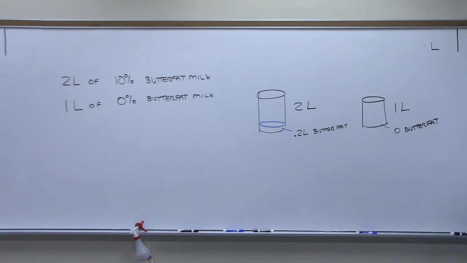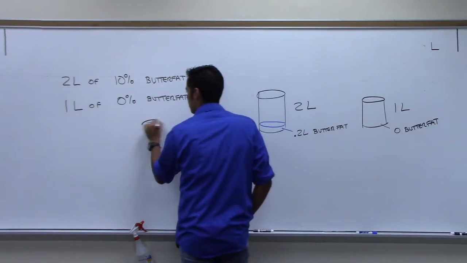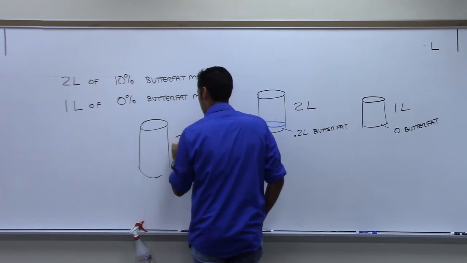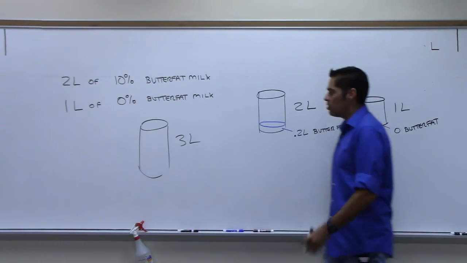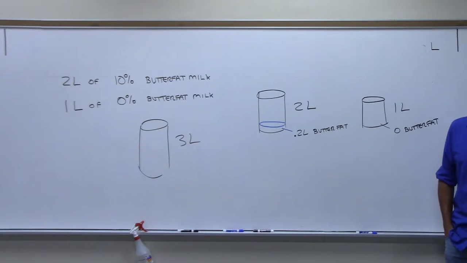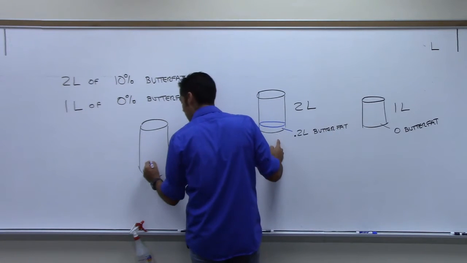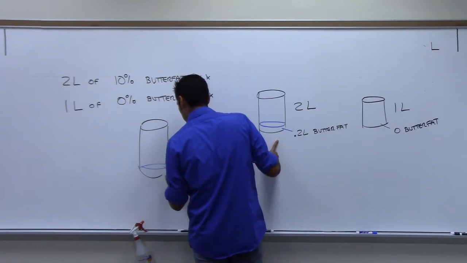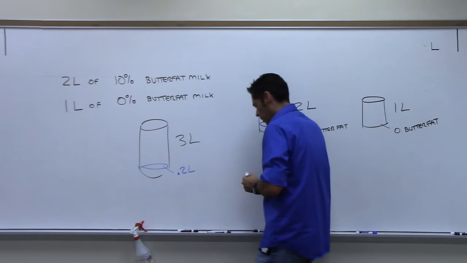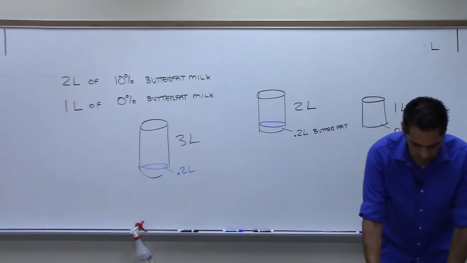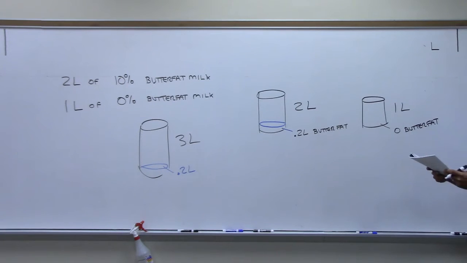When I mix those together, how much do I have total? How many liters will I have total? 3 liters, right? So I mix them together now. I have 3 liters. How much of it is butterfat? Still 0.2, right? That 0.2 had to come with me, so we still have 0.2 liters. So the question being asked here, there's 2 questions. How many liters result? 3 liters, we're done.